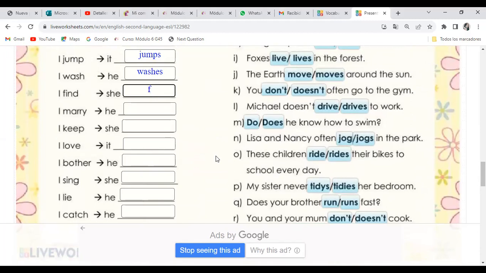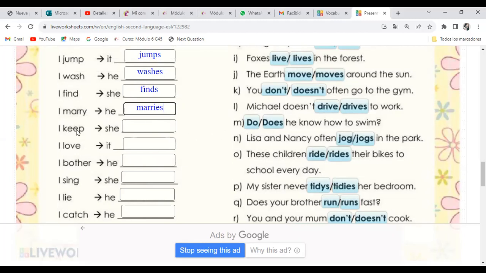Simplemente le agregamos la S. ¿Y cómo dirías she finds? Finds. Very good. Y el verbo casarse, en este caso es marry, marries, porque también termina con Y. Entonces, he marries a beautiful girl. Él se casa con una chica bonita. He marries a beautiful girl.